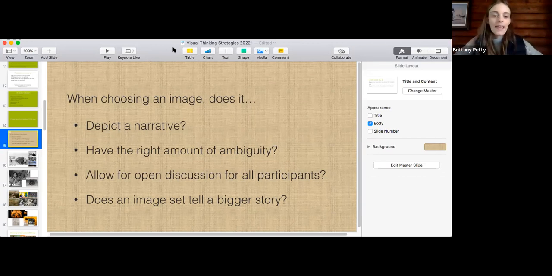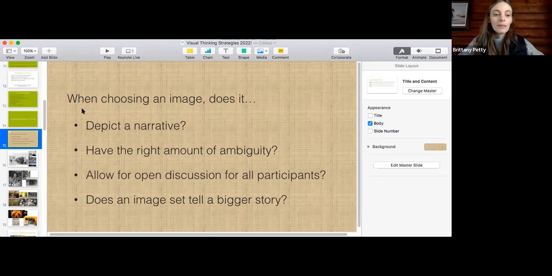And then you also want to have the right amount of ambiguity and mystery. If you show somebody an image they've seen a million times or it's too obvious, then it's not going to promote discussion. You want to allow all participants to be able to discuss, so you don't want to shut somebody out. And then this last one: does an image set tell a bigger story?